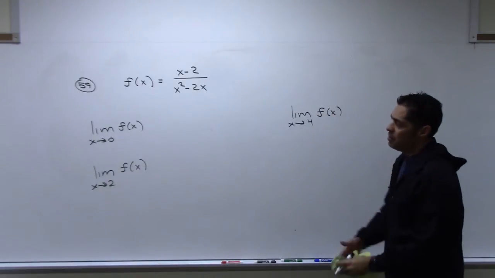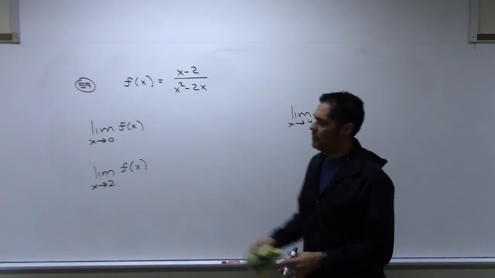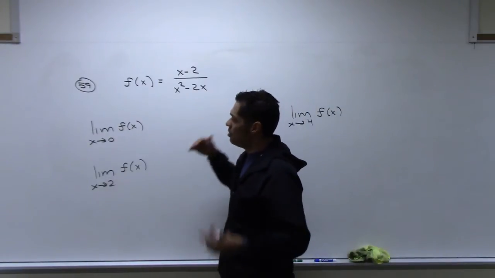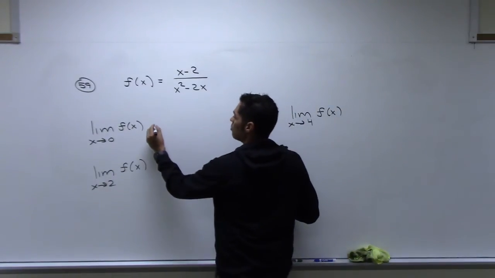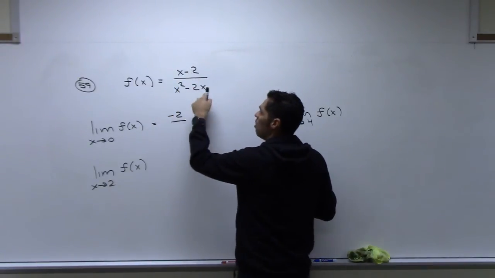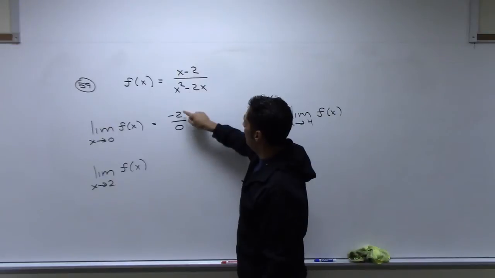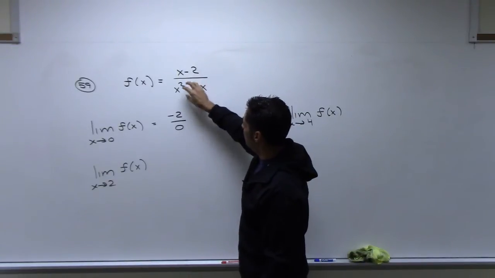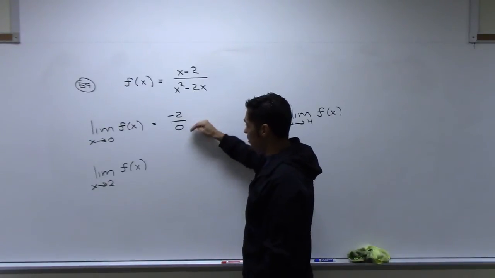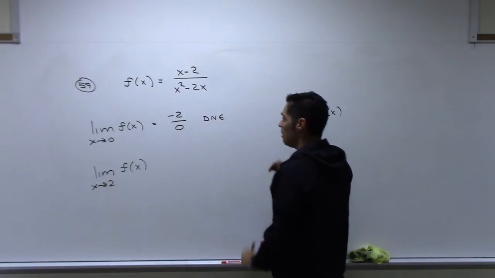All right, so what we'll do, thank goodness this is not a piecewise function. It's just a single function. We don't have to worry about breaking it up into different pieces right now. But let's figure out what's happening as x goes to 0. So we're going to do direct substitution. When we do direct substitution, 0 on the top gives us negative 2, and 0 on the bottom gives us 0. Okay, so 0 minus 2 is negative 2. 0 squared minus 2 times 0, that's 0. So we get negative 2 over 0. And anytime we get division by 0 like this, it is going to be does not exist. All right, this limit does not exist.